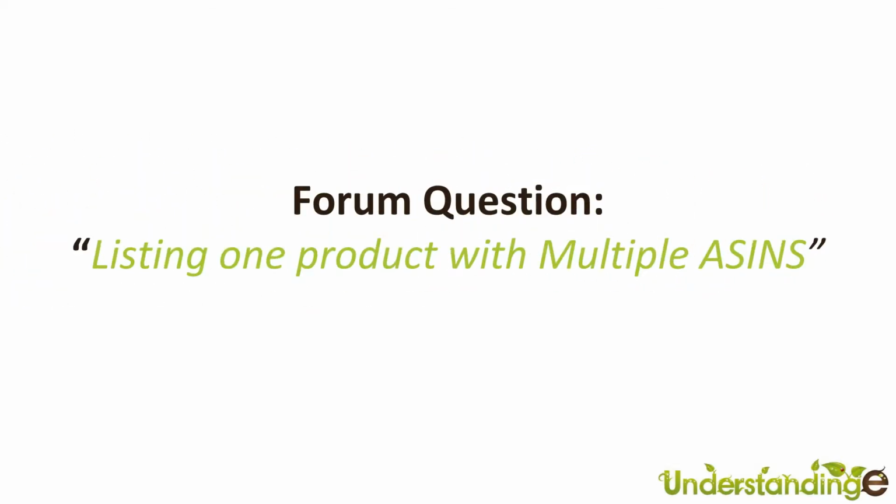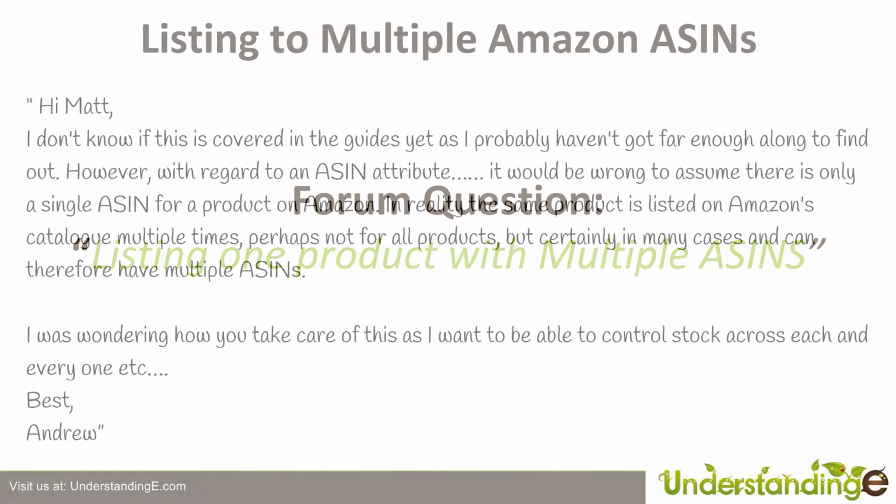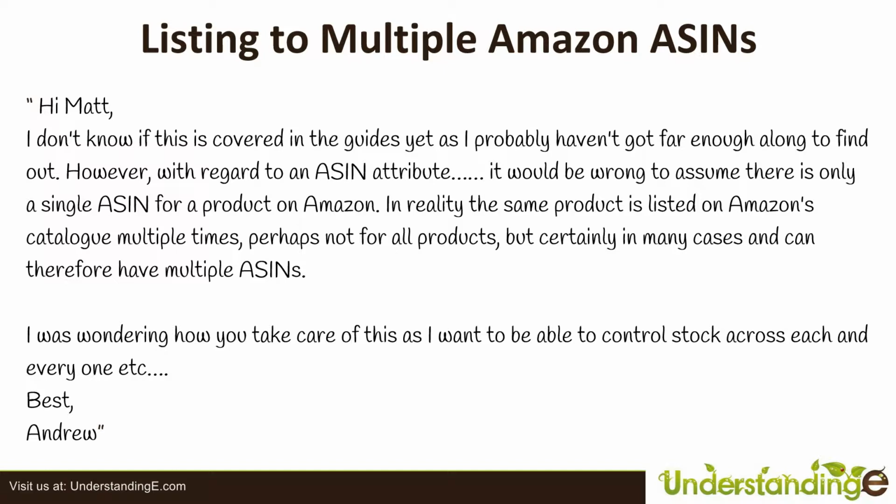So we've just had a forum question from Andrew, and that question states, "Hi Matt, I don't know if this is covered in the guides yet, as I probably haven't got far enough to find out. However, with regards to an ASIN attribute, it would be wrong to assume that there is only a single ASIN for a product on Amazon.